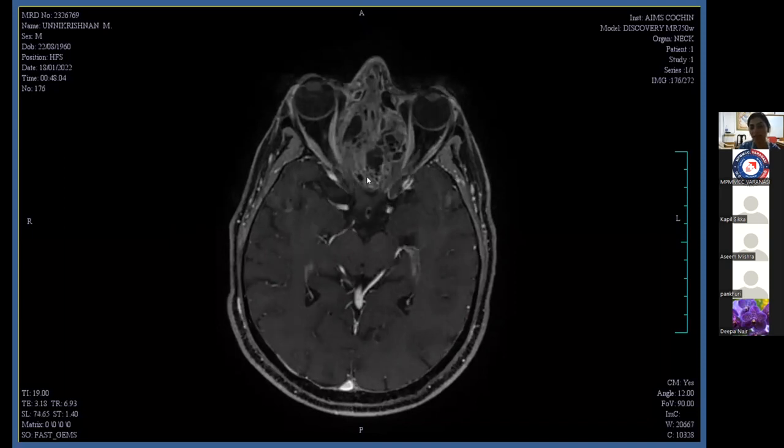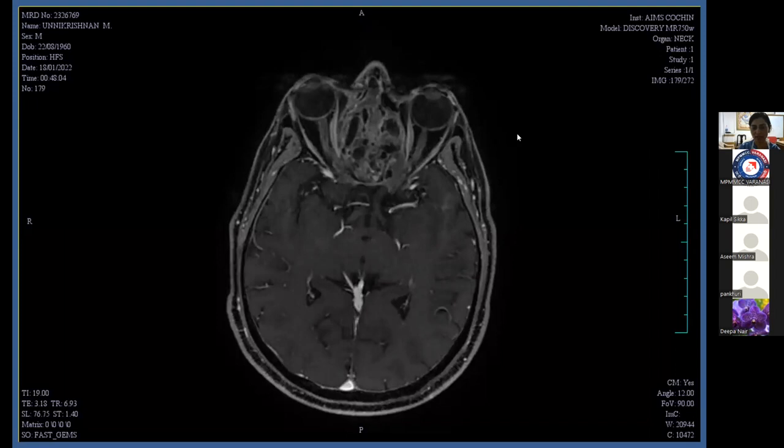Might be erosion also. Could be erosion. For that, I would like to see bony erosion on CT scan. Involvement of orbit I would like to confirm on T1 images. These are T1 images. These are contrast enhanced images.